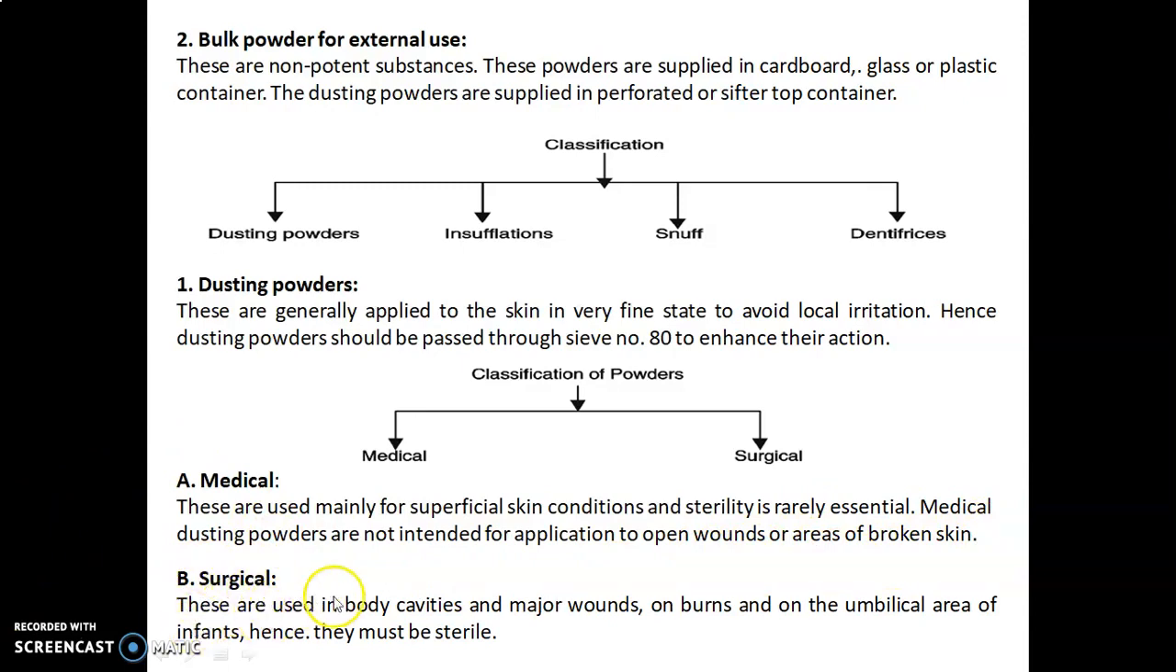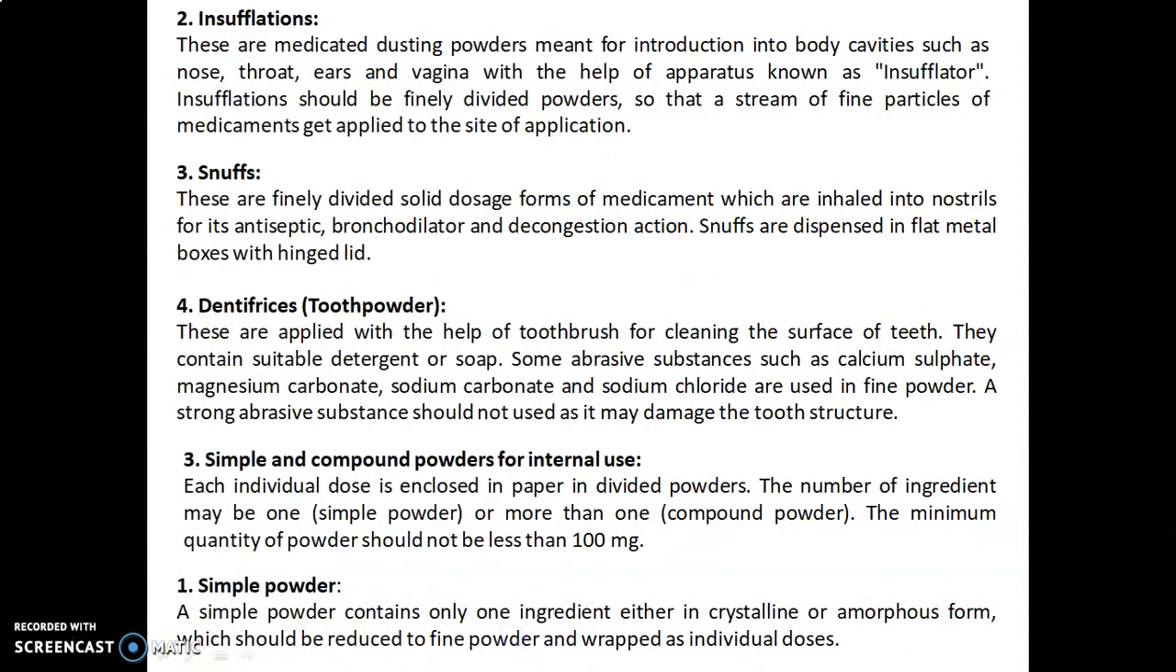Surgical ones are used in body cavities, major wounds, burns and on the umbilical area of infants, hence they must be sterile. Insufflations. These are medicated dusting powders meant for introduction into body cavities such as nose, throat, ears and vagina with the help of an apparatus known as an insufflator.